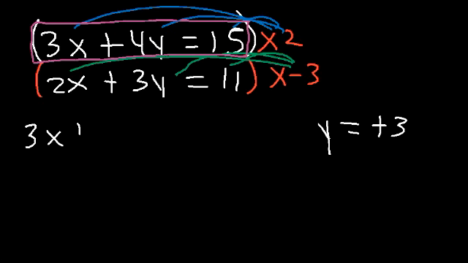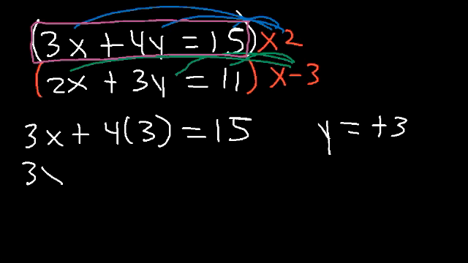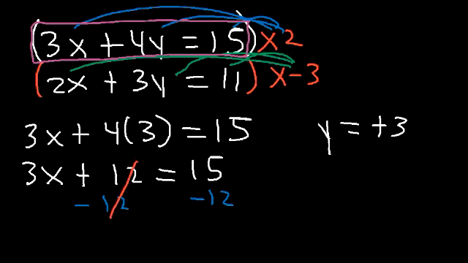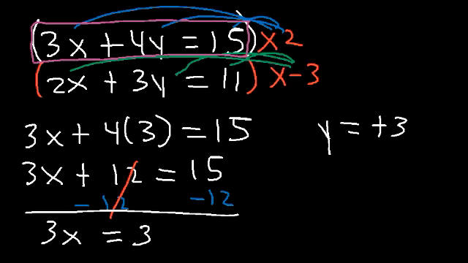So 3x plus 4. Let's replace y with 3, and let's solve for x. 4 times 3, that's 12. And in the next step, we need to subtract 12 from both sides. So what we have left over is 3x is equal to 15 minus 12, which is 3.